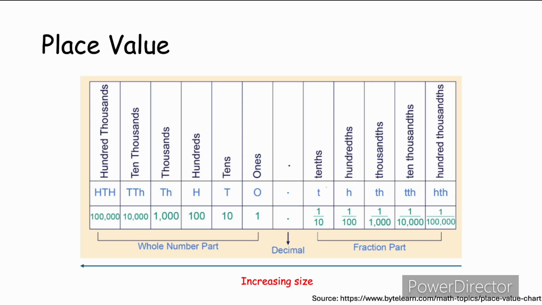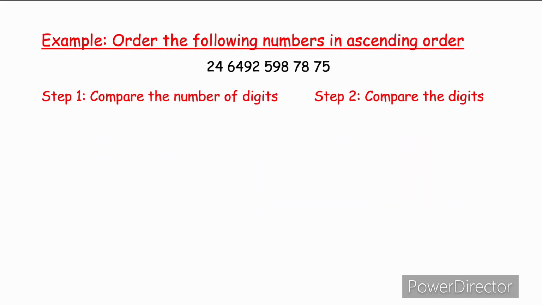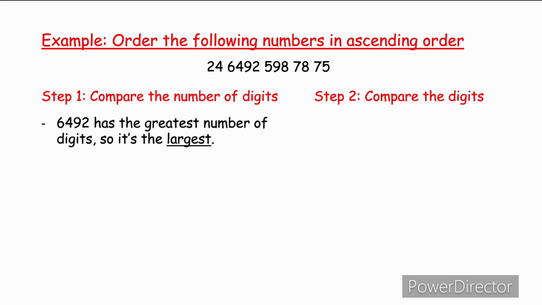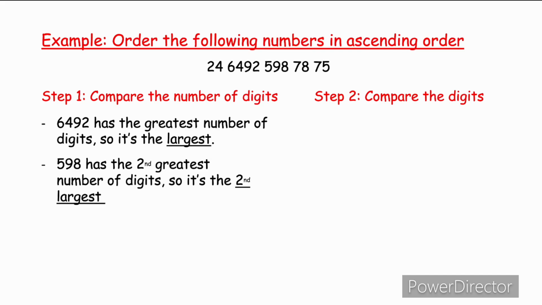Now, an exam-style question on ordering whole numbers. Order the following numbers in ascending order: 24, 6,492, 598, 78, 75, from smallest to largest. First, you compare the number of digits. 6,492 has the greatest number of digits, 4, so it is the largest number, followed by 598, which has 3.